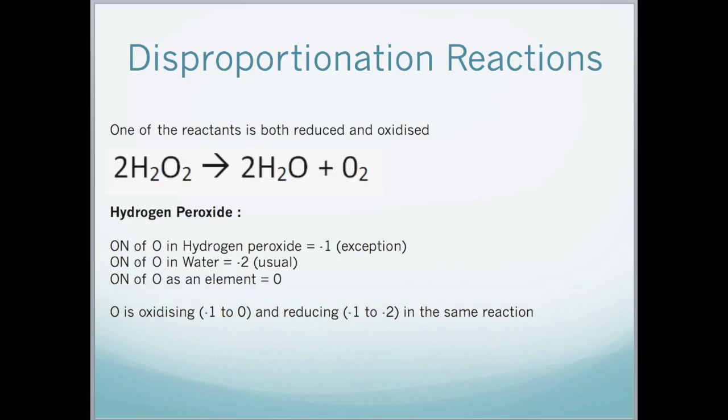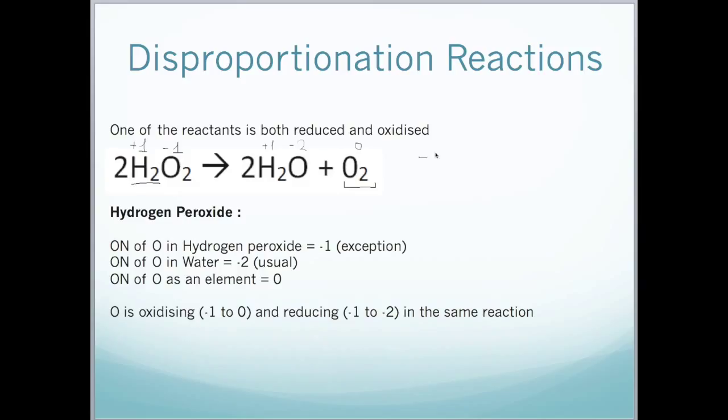Let's look at disproportionation reactions. This happens when one of the reactants is both reduced and oxidized. If we assign the oxidation numbers, oxygen will have a -1 oxidation number because it is in a peroxide, so this is the exception. And hydrogen will have a +1 oxidation number, and when the reaction takes place we have O2, which is 0 because it's in the elemental state, and in water oxygen will have the usual -2 oxidation number and hydrogen will be +1.